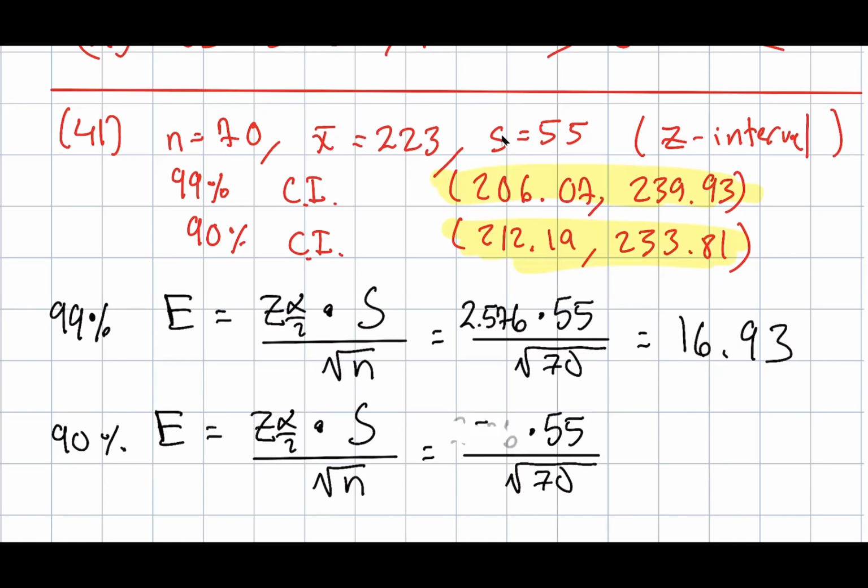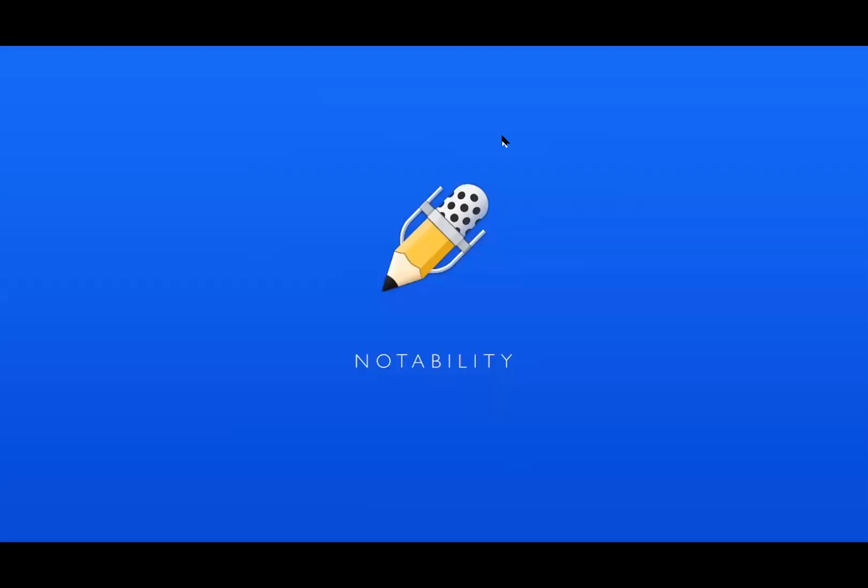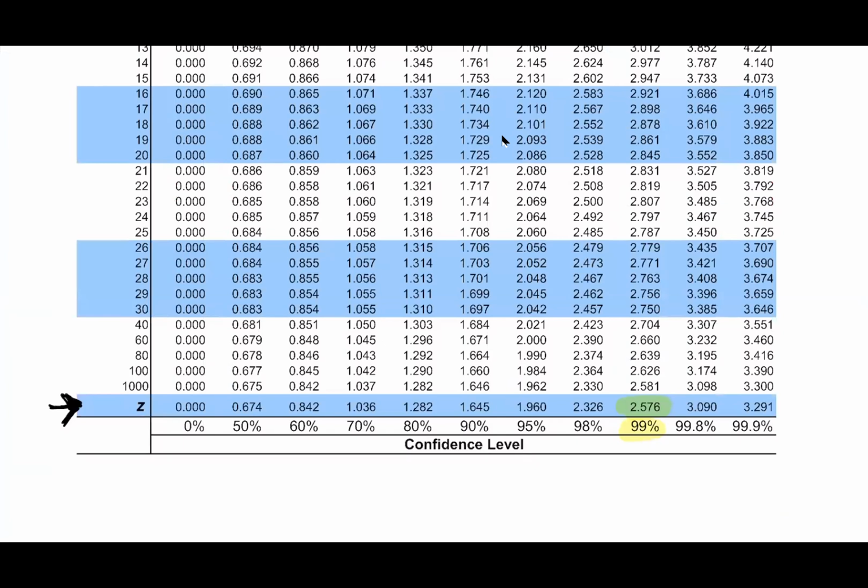So if I'm doing it for 90%, the only thing that's going to change is my Z value. So I'm going to go back, go here to the T-table, and we're going to look for 90%. For 90%, it's 1.645.